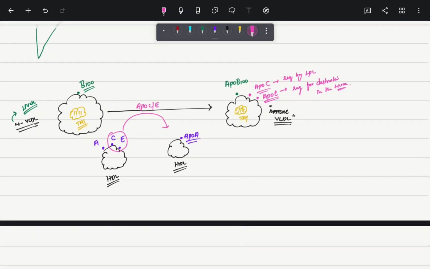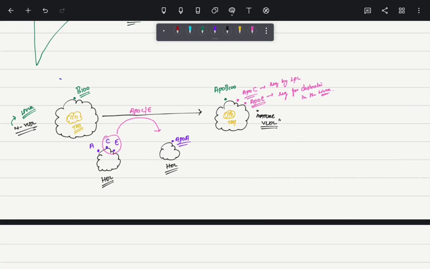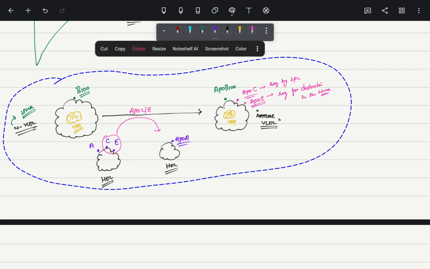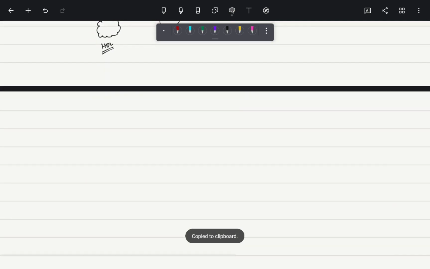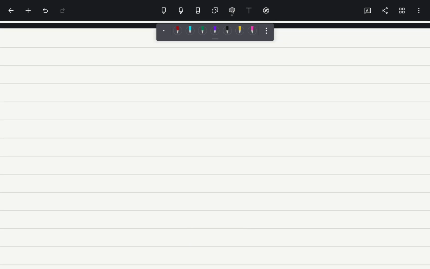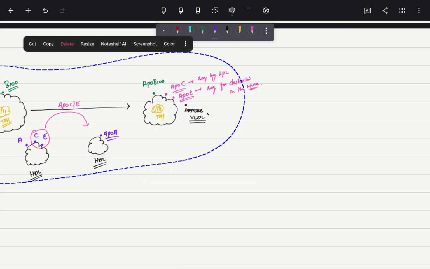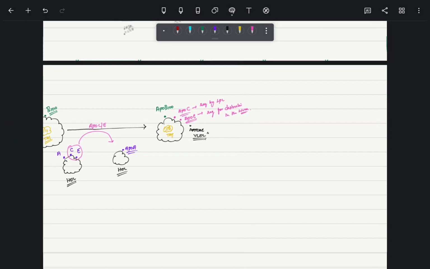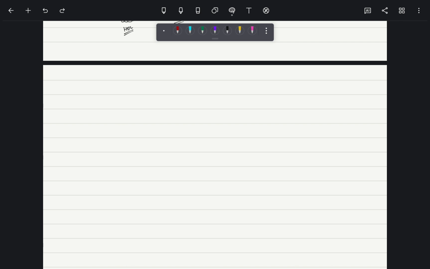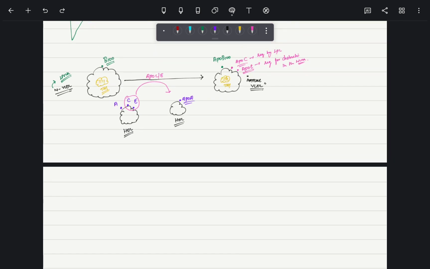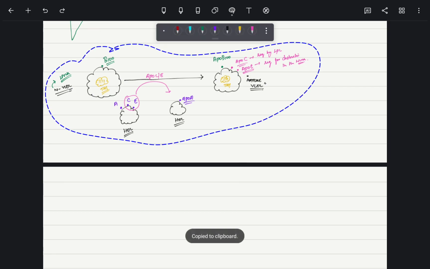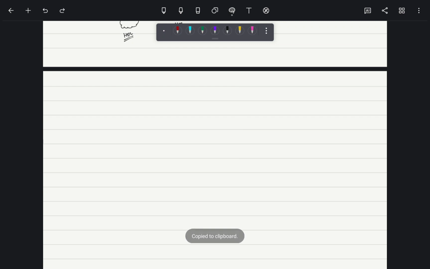Okay, so this mature VLDL, I'm going to draw this entire thing again. Let's copy this one so it will be easy for us. Okay, my pen is not working. Let's copy this one here. Copy and paste.